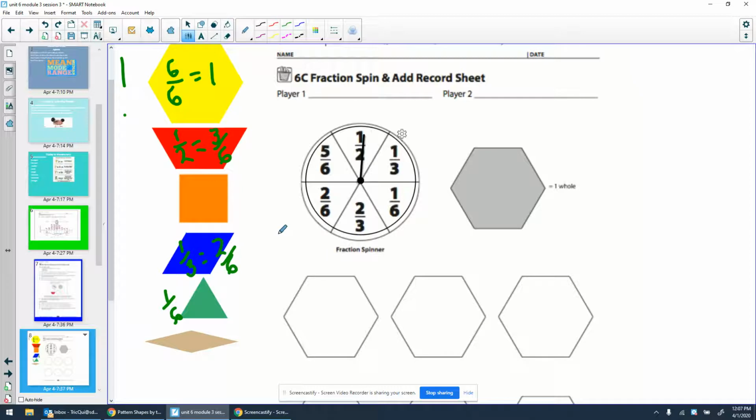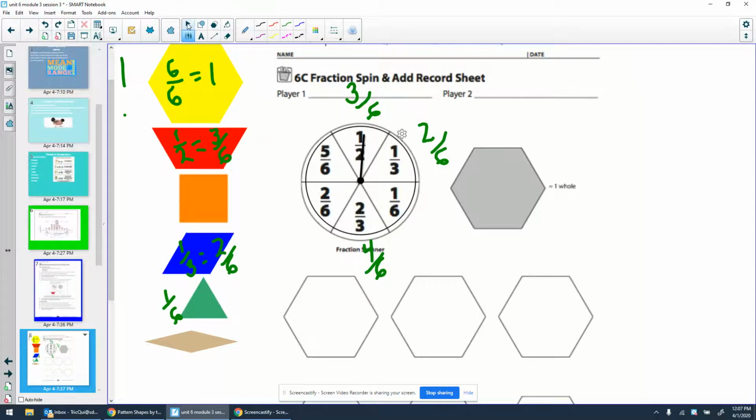What I also will tell you to do is think about these in terms of a common denominator. So up here, 1/2 would equal 3/6. 1/3 would equal 2/6. 1/6 is 1/6, of course. 2/3 would equal 4/6. You have 2/6 and 5/6. That is going to make it much easier for you guys to add, for those of you that are able to already bypass using the shapes.